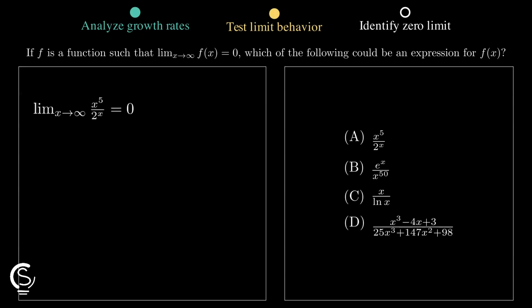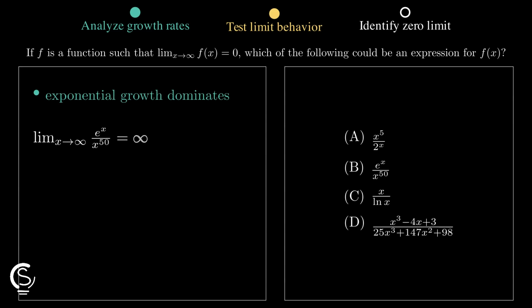Now check the others. B grows to infinity because exponentials beat polynomials. C also grows to infinity. D approaches the ratio of leading coefficients, which is 1 over 25. Boom!